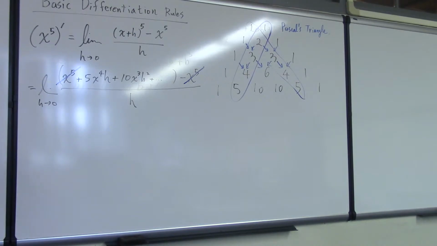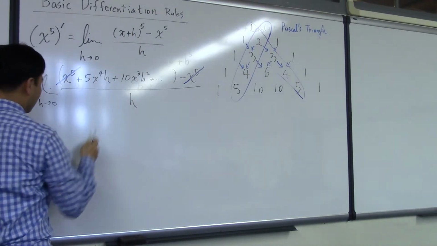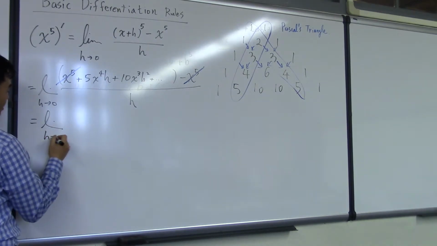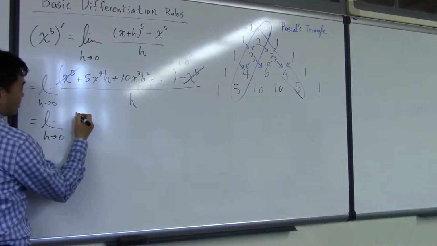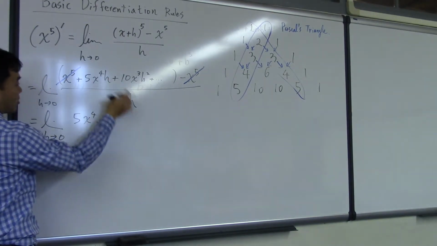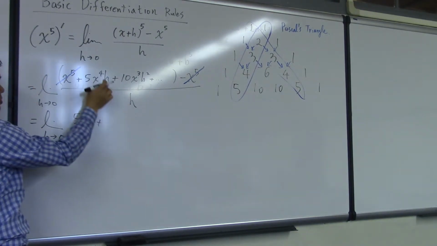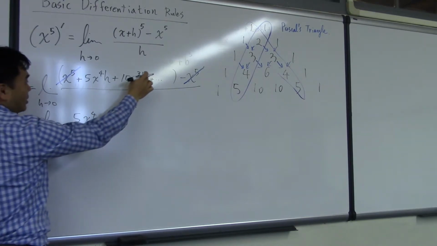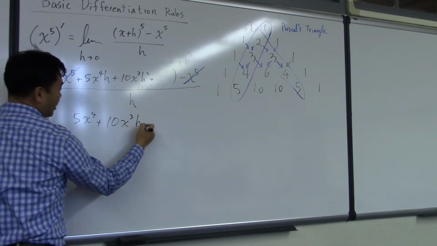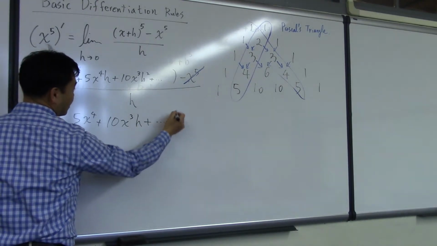Okay? So minus x to the 5th power divided by h, and we're sending the limit h going to 0. Okay. Now what cancels? These two cancel, right? And then if you divide, you see that this is the limit as h goes to 0 of 5x to the 4th, because you're dividing by h. If you divide h by h, it's this. h squared divided by h is 10x to the cubed h, and so on.